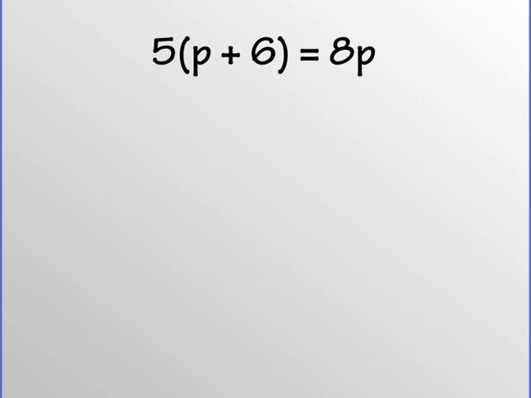Next, we have 5 times quantity p plus 6 equals 8p. Again, we start with step number 1. Is there any distribution that needs to be done? Our answer is yes this time, and after I do my distribution, it looks like 5p plus 30 equals 8p.